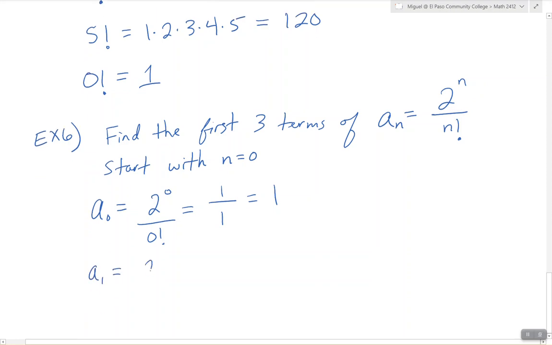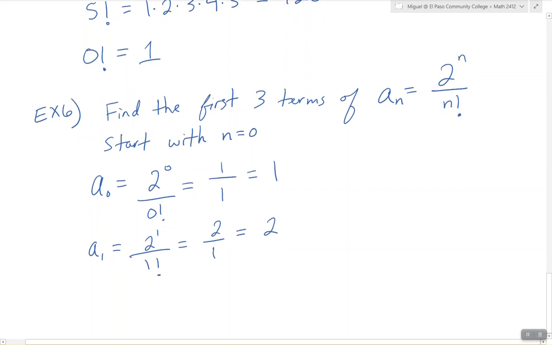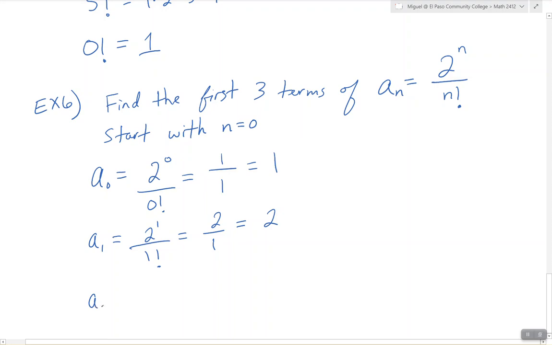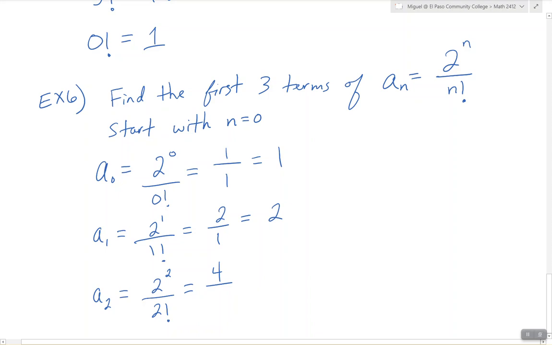A sub 1, got 2 to the 1 over 1 factorial. 2 to the 1 is 2, and 1 factorial is also 1. So we get 2 divided by 1. And the third one, a sub 2. This is 2 squared over 2 factorial. So 2 squared is, of course, 4. And 2 factorial would be 1 times 2. So we just get 2 there. And this is also equal to 2.